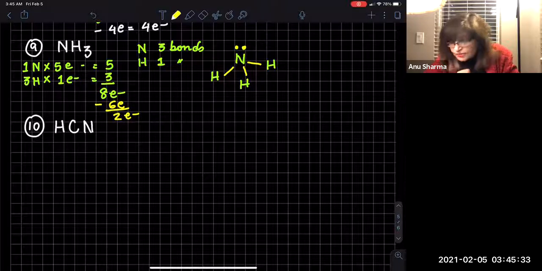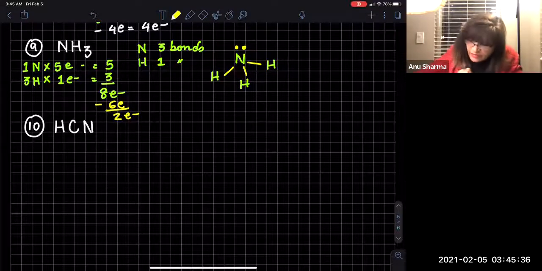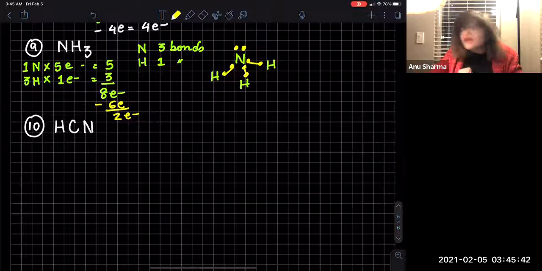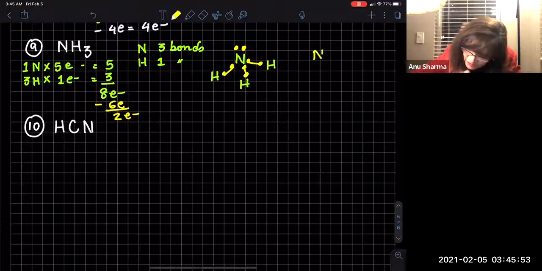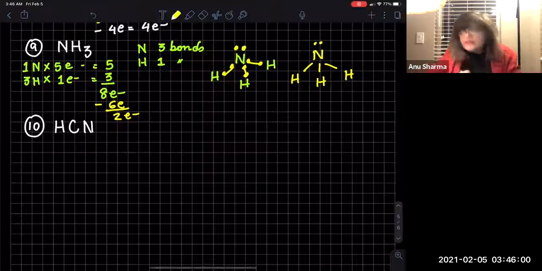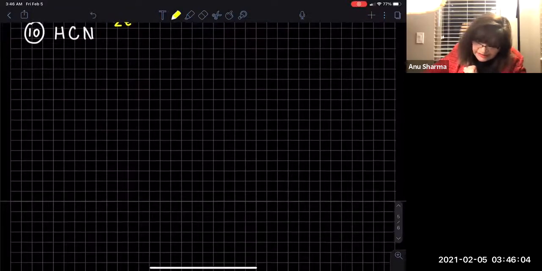So is the structure complete? Check. We have 1, 2, 3, 4, 5, 6, 7, 8. So nitrogen has 8 electrons, happy and satisfied. Hydrogen will not follow the octet, having 2 electrons, happy. So this is how we have ammonia. That's the structure.